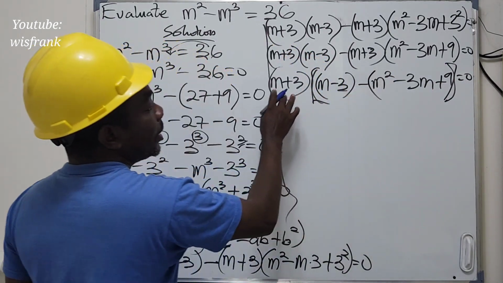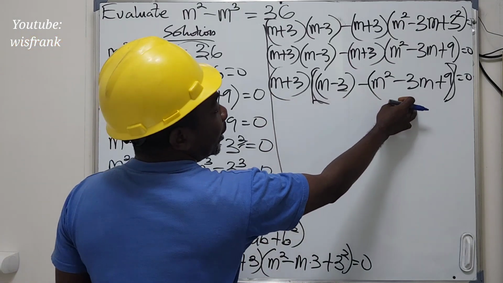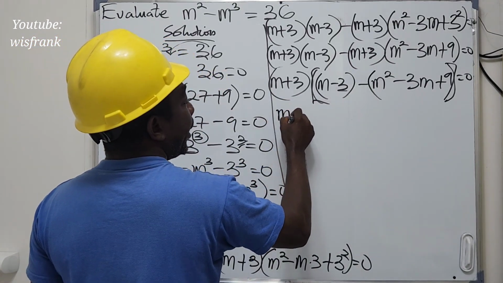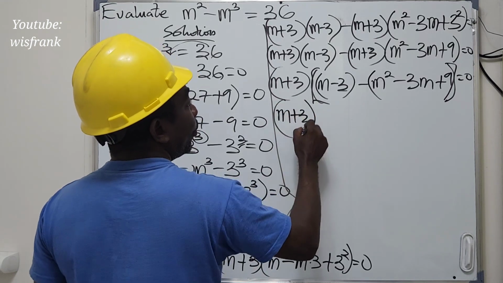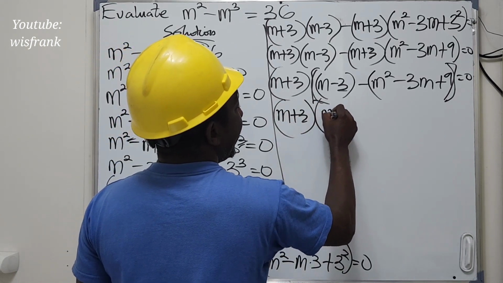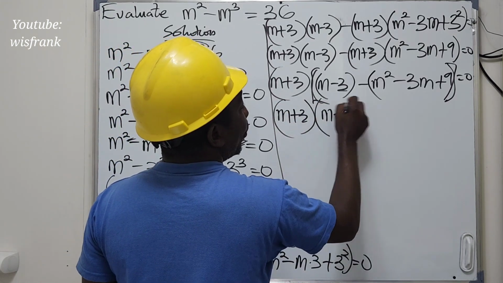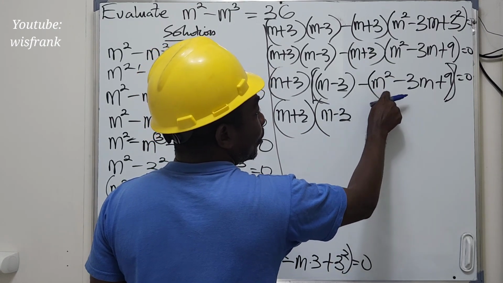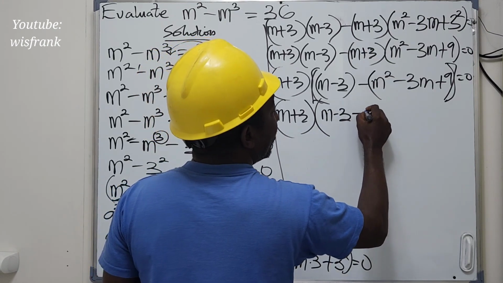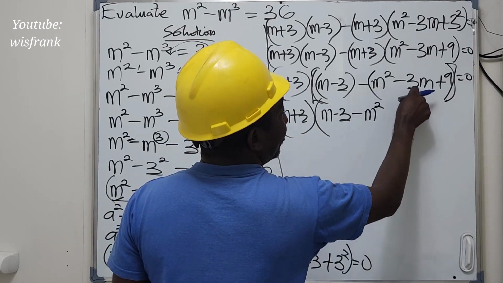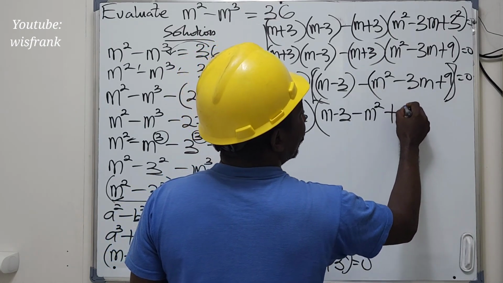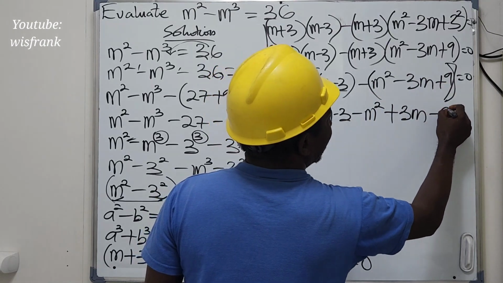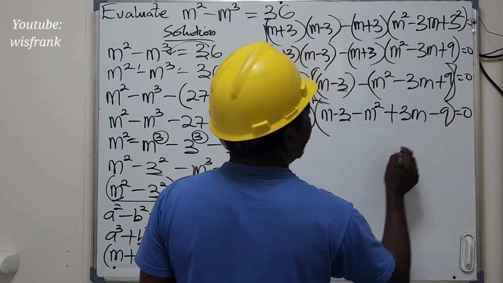So we can see that we have parentheses here, so we can open this parentheses inside here. So this will become m plus 3 into m minus 3. Then we have this times this. That's minus times m to the power of 2 will become minus m to the power of 2. Minus times minus 3m, we have plus 3m. We have minus times plus 9, we have minus 9, all equals to 0.